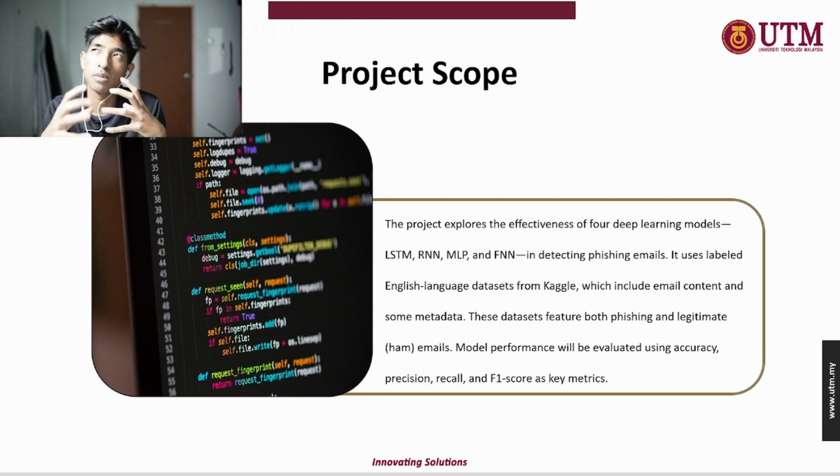Now, the scope of this project, we're not actually creating a new solution. No, we're not. We are just comparing the effectiveness of four models together, head to head, right? And the data set that we get mostly from Kaggle, which often include the email content and some metadata like the subject, the header, the content of the email. And these data set usually are being labeled as either phishing or not phishing, right?